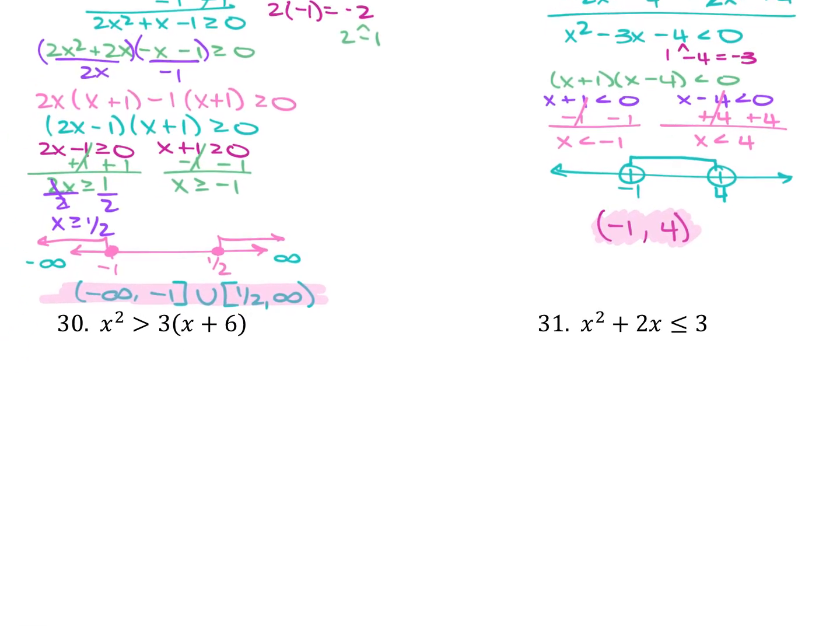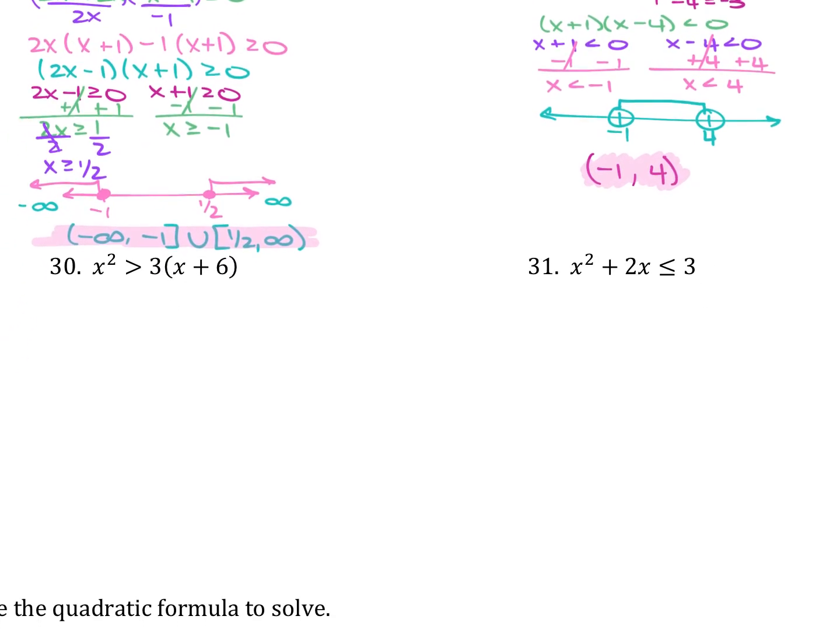For 30, we have x squared is greater than 3 times x plus 6. First thing we're going to do here is distribute this 3 into the set of parentheses. So this gives us x squared is greater than 3x plus 18. We're going to move the 3x over by subtracting it. We're also going to move the 18 over by subtracting it. So this is going to give us x squared minus 3x minus 18 is greater than 0.